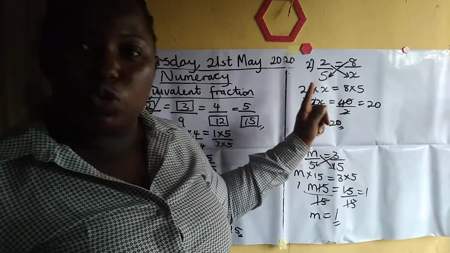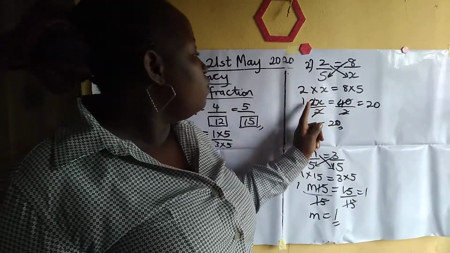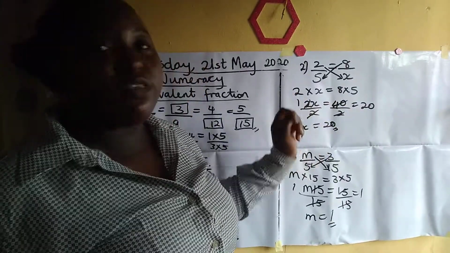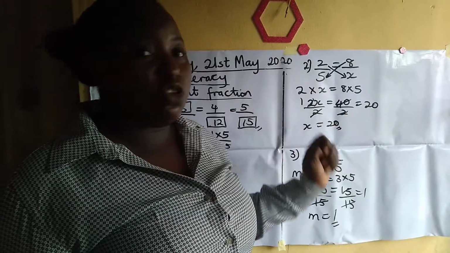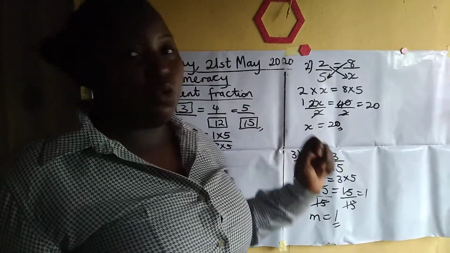The number close to the letter we are looking for. So 2x is equal to 40. Divide both sides by 2. We have 2 in 2 gives us 1. 2 in 40 gives us 20. Therefore, x is equal to 20.